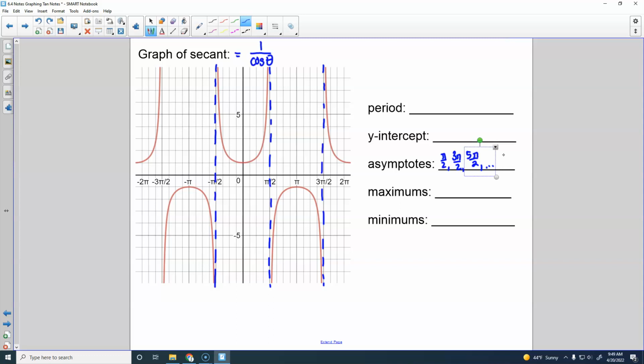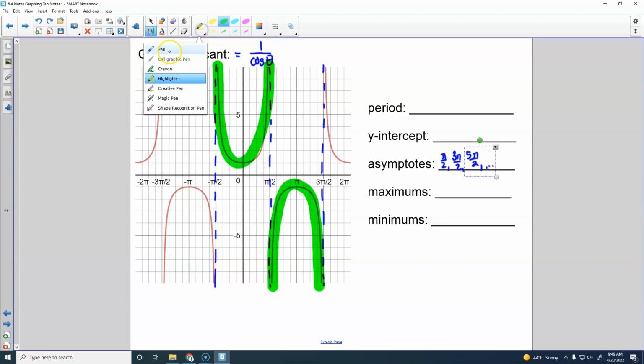The period for secant is 2 pi because although like from here to here it's just an increment of pi, this negative portion over here also has to be added. So the period for secant is 2 pi, which makes sense. It's completely dependent on cosine, which also has a period of 2 pi. Your y-intercept here is going to be 0, 1. We're going to leave off the maximums and minimums. We're not going to worry about that for right now.